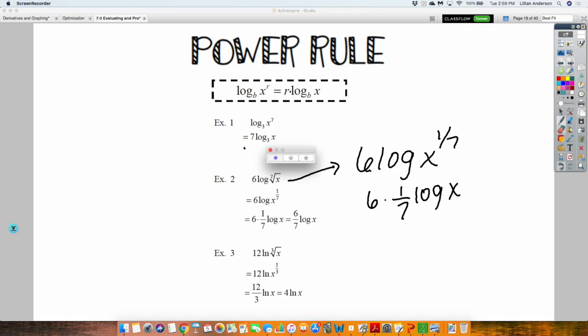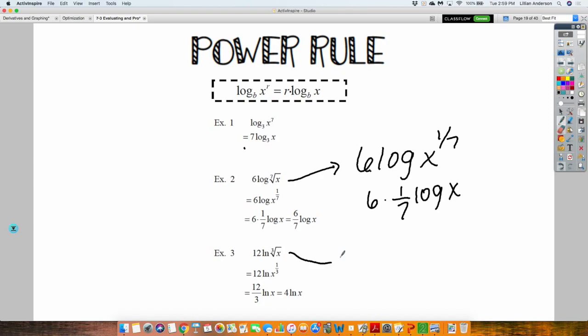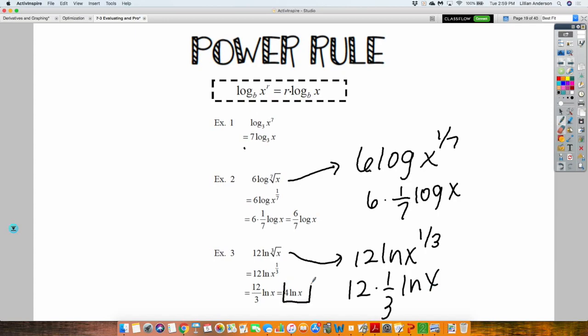So, an example 3? Yes. Why did ln x equals 4 just change to ln x? In example 3? Okay, so remember this turns into, oh, because when you bring that 1/3 to the front and you multiply 12 by 1/3, 12 divided by 3, that's how it turns into 4. But the 4 disappeared? No, it didn't. It's right here.